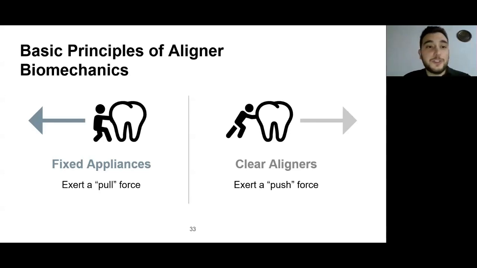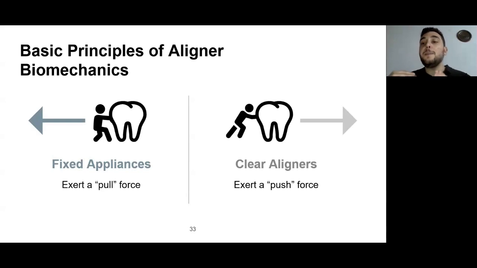So in order to start with biomechanics, I want us to understand the main difference between the biomechanics in fixed appliances and the biomechanics in clear aligners. We're used to looking at the science of moving teeth through the lens of fixed appliances, because this is what we learned in dental schools and this is what we're used to. Fixed appliances exert pull forces on teeth in order to reach the final wanted alignment, while in clear aligners, we exert a push force. This is not something that we're usually used to.